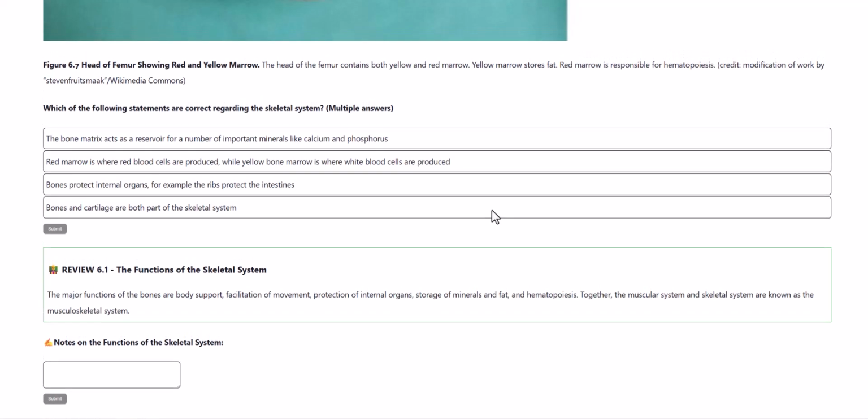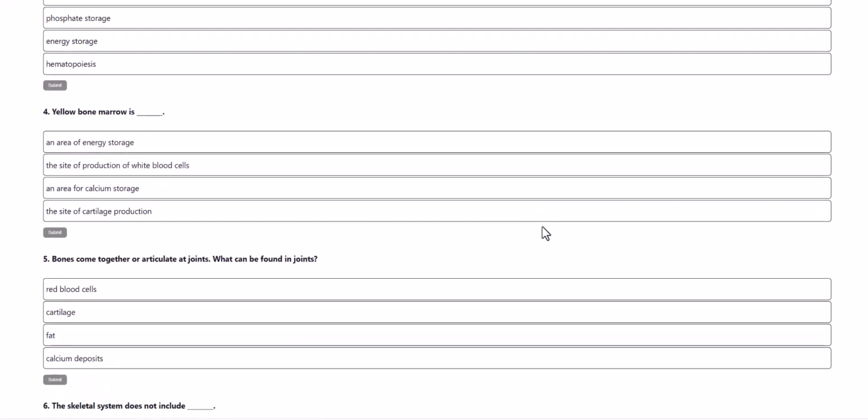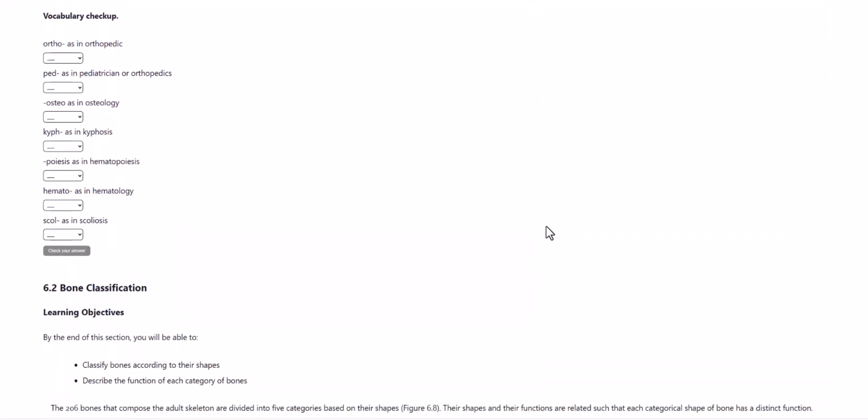So that's a pretty quick introduction to just simply the main functions of the skeletal system. Again, protection, storage of minerals, specifically calcium and phosphorus. Not only the storage, but also the release. We'll talk about that quite a bit later in the chapter. Storage of fat, and the site of all of your hematopoiesis. As an adult, all of your blood cells are produced in your bones. So these first couple sections are going to go rather quickly.